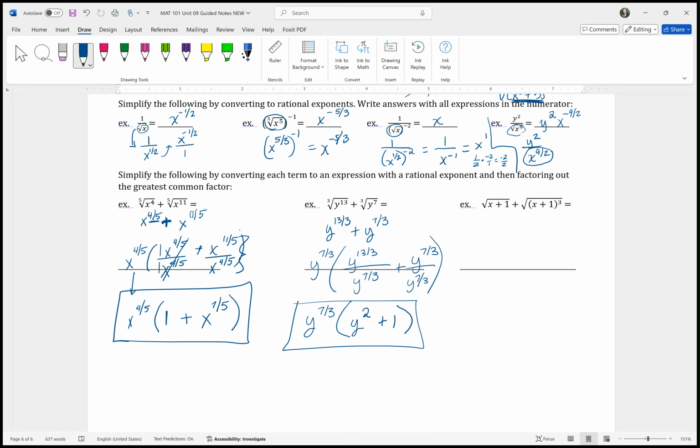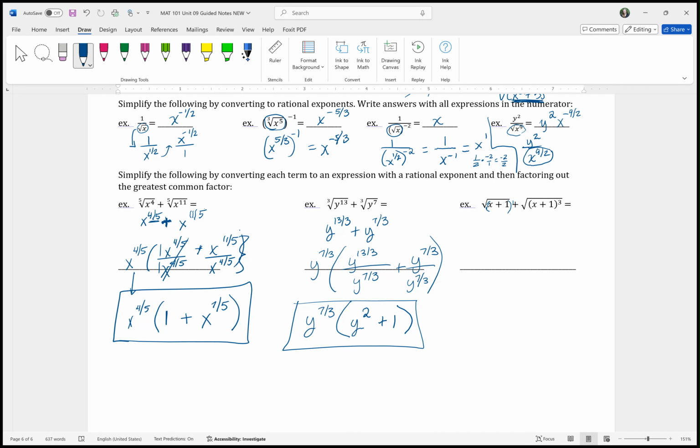Lastly, we have a more complicated expression. Don't freak out yet. I want you to think about how we did this a few problems back. It doesn't matter what's underneath. I want you to consider that all as one thing. So this next one, we've got the square root of x plus 1 plus the square root of x plus 1 cubed. I want you to consider this as x plus 1 to the first.